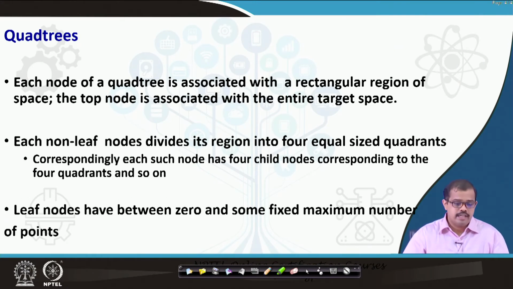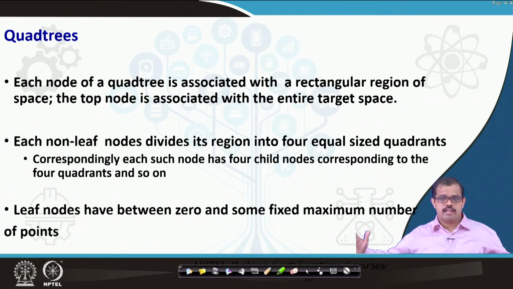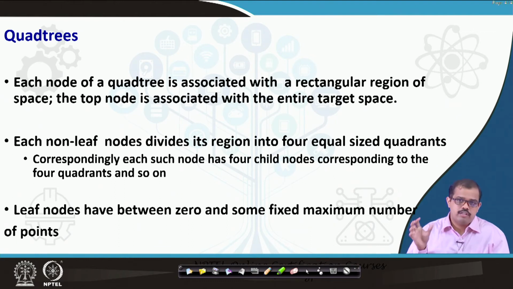You have quad trees. Each node of a quad tree is associated with a rectangular region, that is what I spoke about. The top node is associated with the entire target space, so that gives you the entire target space or the entire database. Then it goes into different nodes, different data, different worksheets on how the data has to be connected. Each non-leaf node divides its region into four equal-sized quadrants. Correspondingly, each such node has four child nodes corresponding to the four quadrants, and so on.